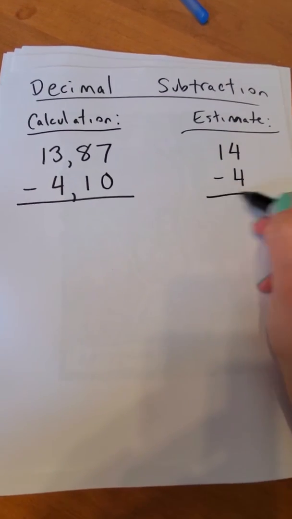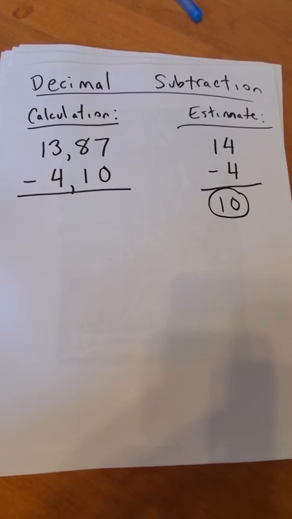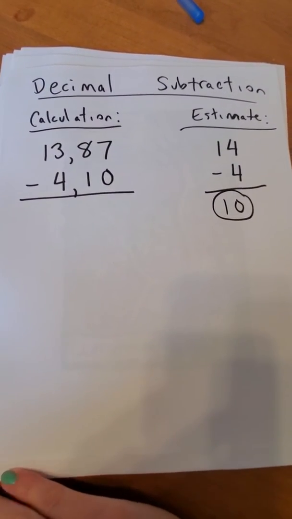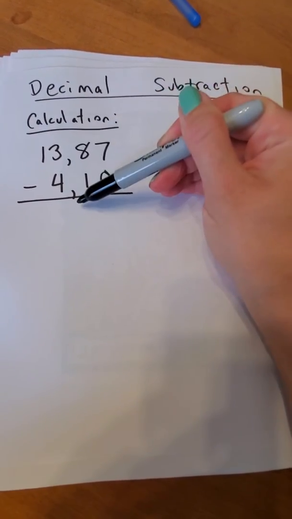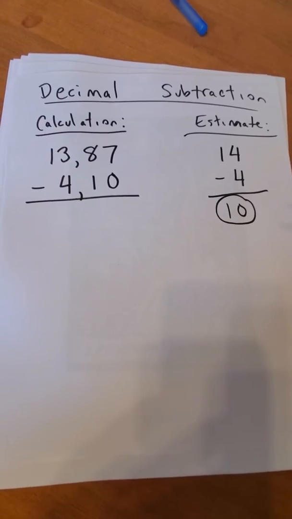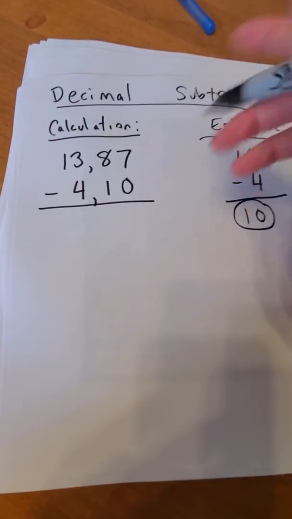14 minus 4 is 10. So that's my estimate. I'm going to keep that for later to see if my answer makes sense. So now I can do my calculation. First checking: are my hundredths in line? Are my tenths in line? Is my decimal in line? Great. All my place values and decimal are in line, vertically. So now I can just subtract like I normally would.